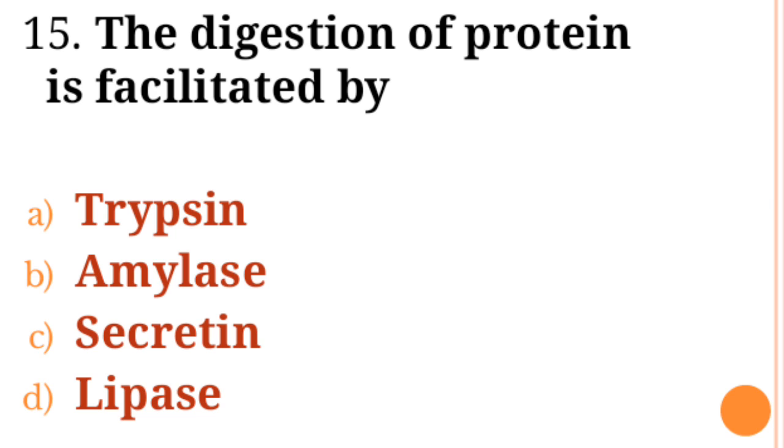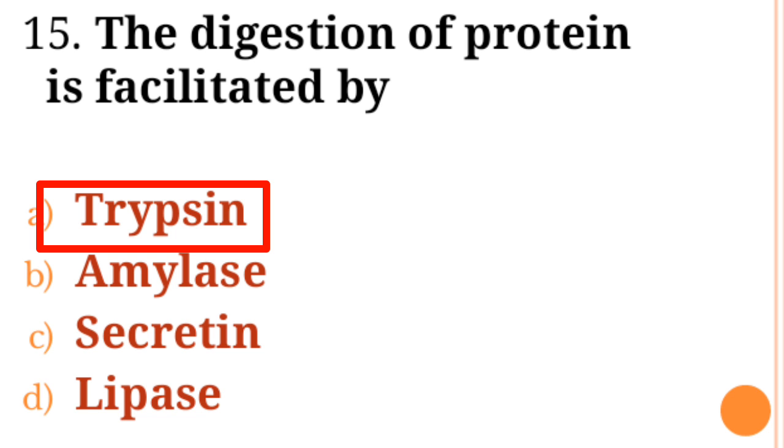Next question. The digestion of protein is facilitated by, options: A. Trypsin, B. Amylase, C. Secretin, D. Lipase. Answer is A. Trypsin.